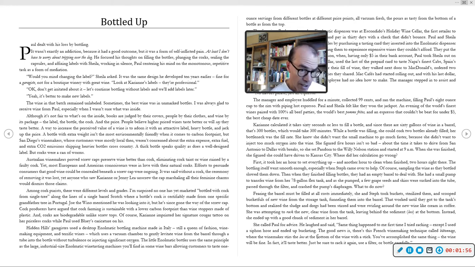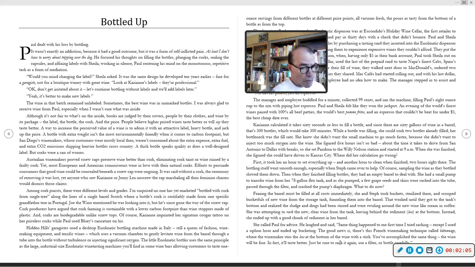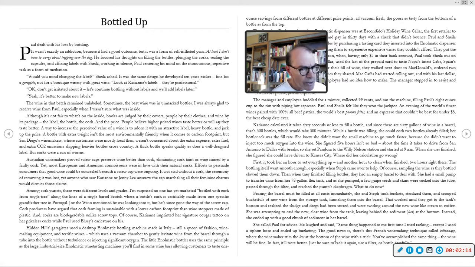But corks were a can of worms. Australian winemakers proved screw caps preserve wine better than cork, eliminating cork taint or wine ruin by a faulty cork. Yet most Europeans and American connoisseurs were in love with their natural corks. Efforts to persuade consumers that good wine could be concealed beneath a screw cap were ongoing. It was said without a cork, the ceremony of removing it was lost. Yet anyone who saw Jenny Carrie Ann or Jenny Lee unscrew the cap, marshaling all of their feminine charms, would dismiss those claims.